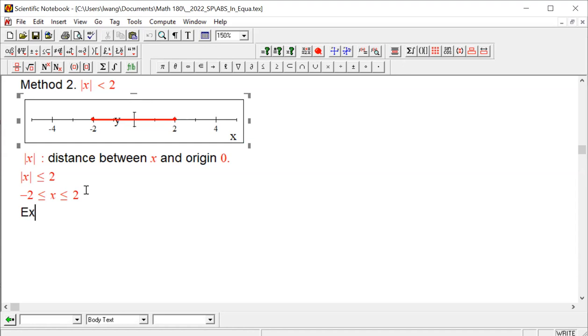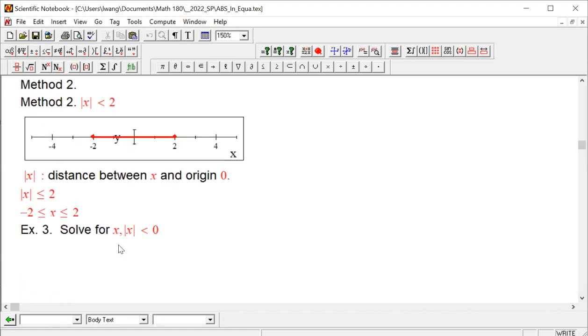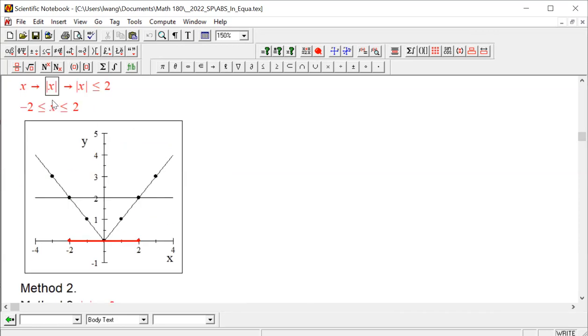Let's look at example number 3. This time I'm asking you to solve for x again, but this time I'm going to have the absolute value of x is less than 0. What is the function perspective? We still know the output, don't we?